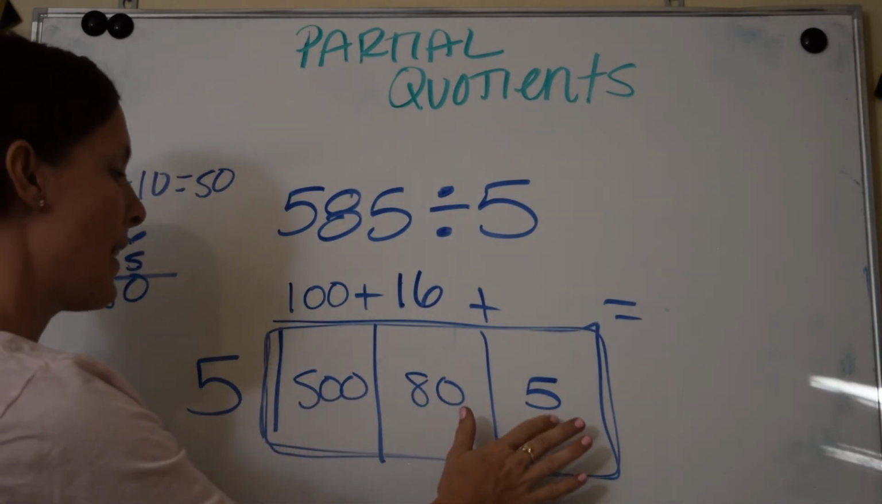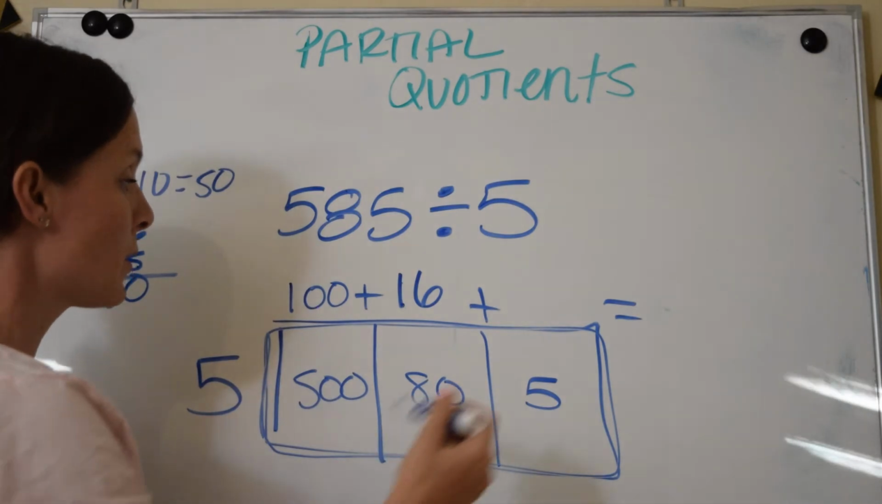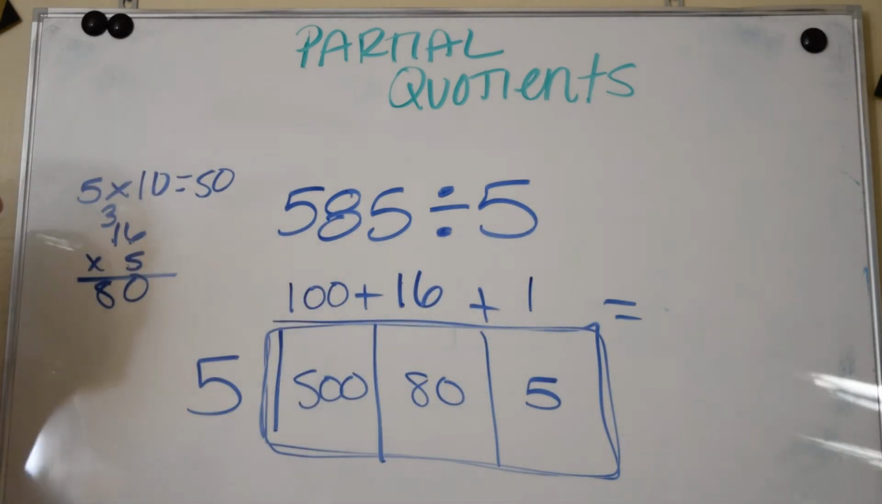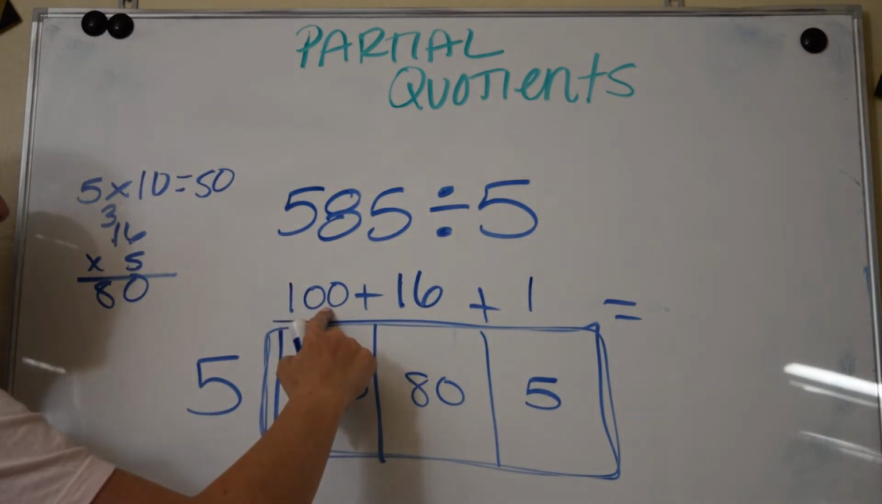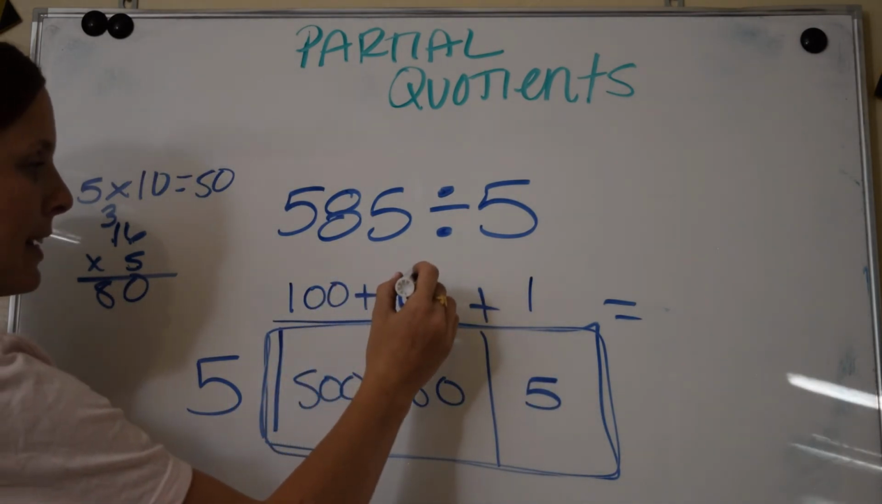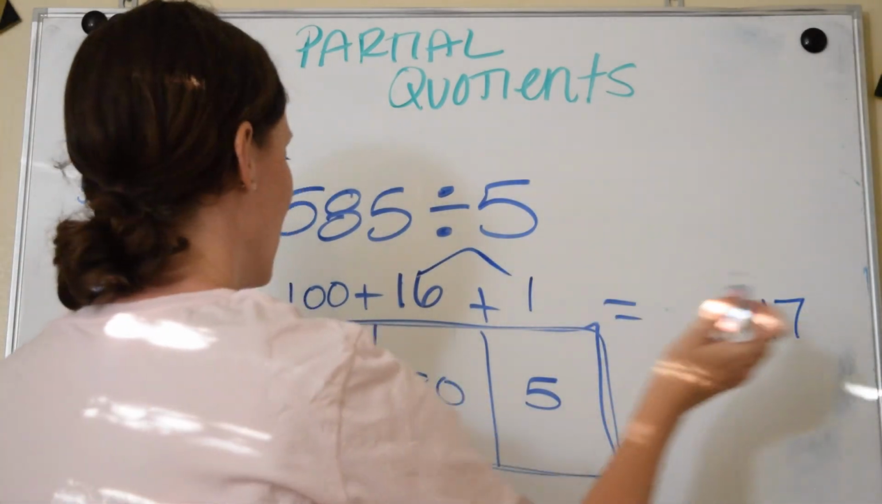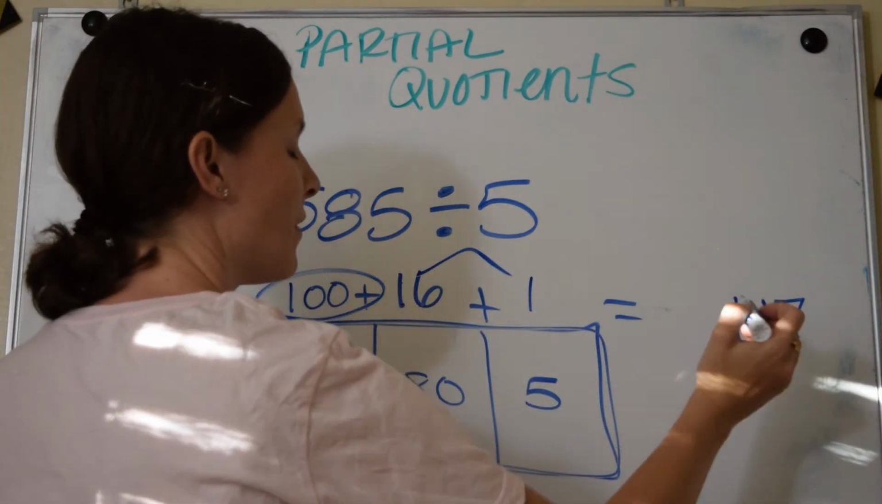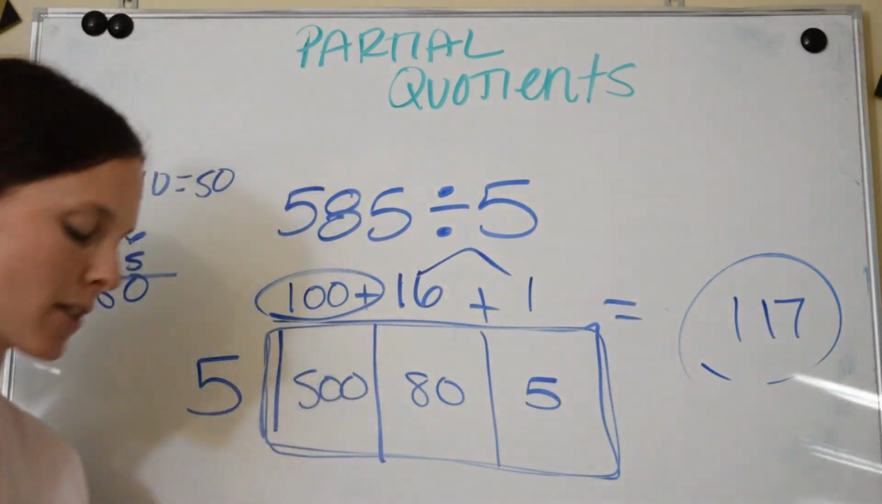Okay, so our last one is 5 divided by 5, which is 1. And then we go ahead and we add across. So we have 100 plus 16 plus 1. Well, 16 plus 1 is 17, and then we have 100. So we have 117, and that is your answer.